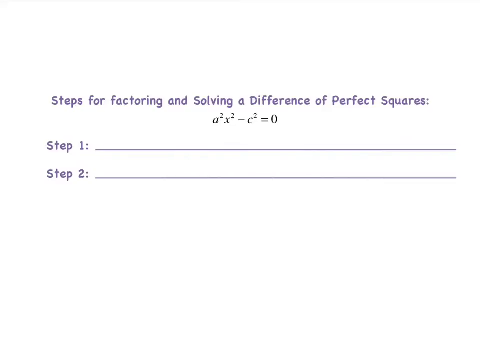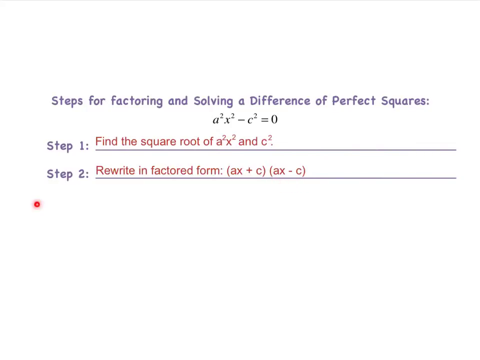What that means is that both the a and the x in your ax squared are squared terms, and it's going to be subtraction, not plus. It's a squared x squared minus c squared, meaning your c term is also a perfect square. This is called the difference of perfect squares. Step 1 is to find the square root of a squared, x squared, and c squared. Step 2 is to rewrite in factored form. It will be in this format: (ax plus c) times (ax minus c).